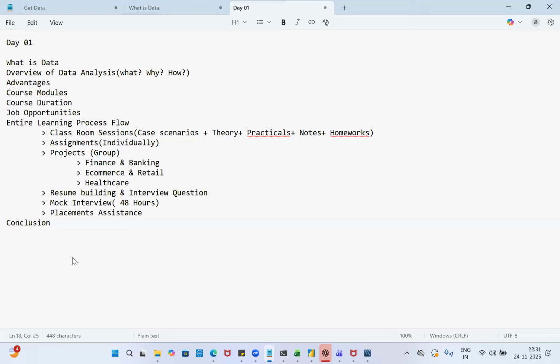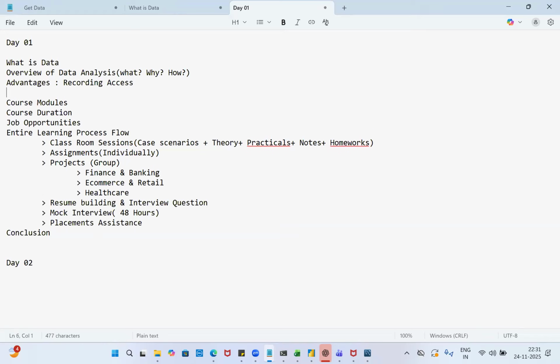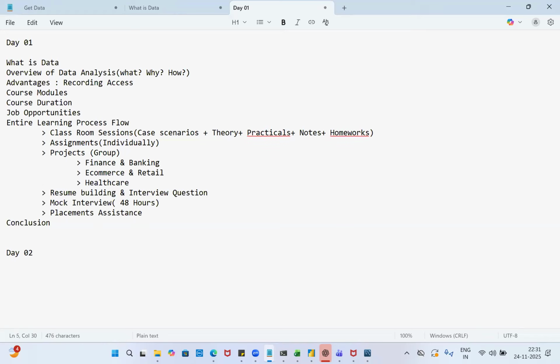Okay. So before I conclude, I would like to tell you about day two. Today is like entire theory, understanding the structure. What is data? What is data analysis? Why it is, how it is, advantages. I didn't say that you're getting recording access here. Whenever you are absent for a particular day, once the class gets over, within 2 to 3 hours you're getting the recording, so you can revise it. Later on, for revision purposes also, it is helpful. So that is a benefit for you.